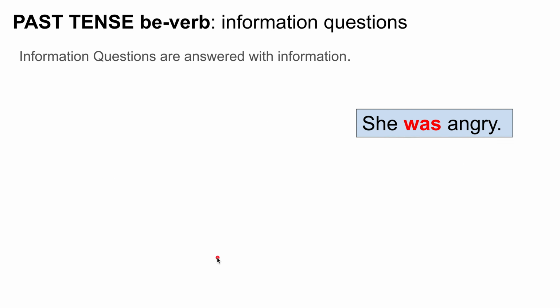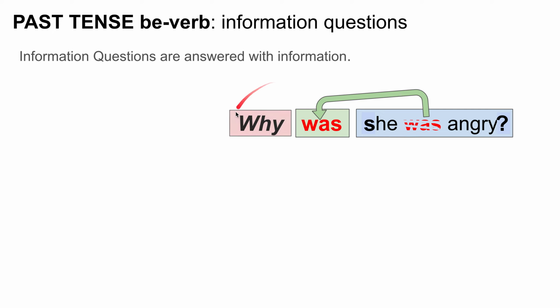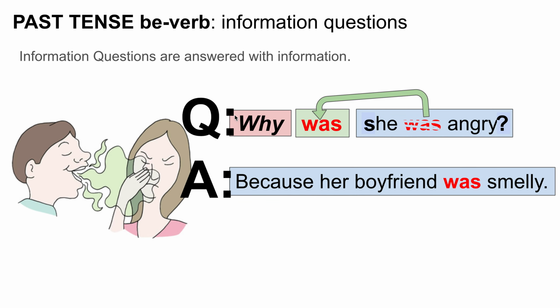Now information questions are answered with information. So, she was angry. Yes-no question: Was she angry? WH question: Why was she angry? Answer, information: Because her boyfriend was smelly.